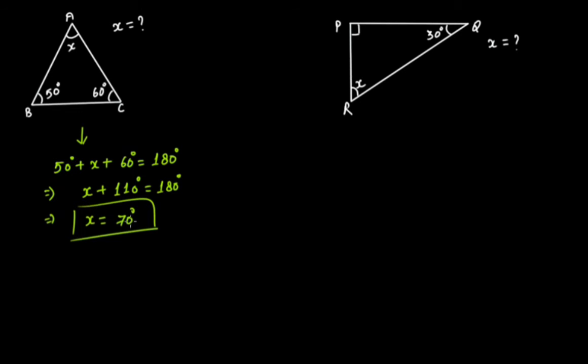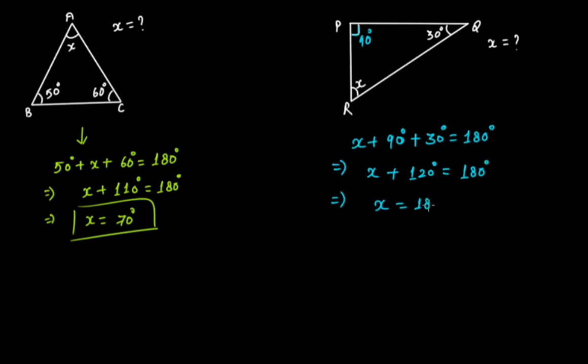So x comes as 70 degree. In this case, this symbol shows that it's actually 90 degree, right? This shows a right angle triangle. So again, according to angle sum property, x plus 90 degree plus 30 degree will be equal to 180 degree, and this will be x plus 120 degree equal to 180 degree. And if you solve this, it will be 180 degree minus 120 degree, and you will get x is equal to 60 degree.